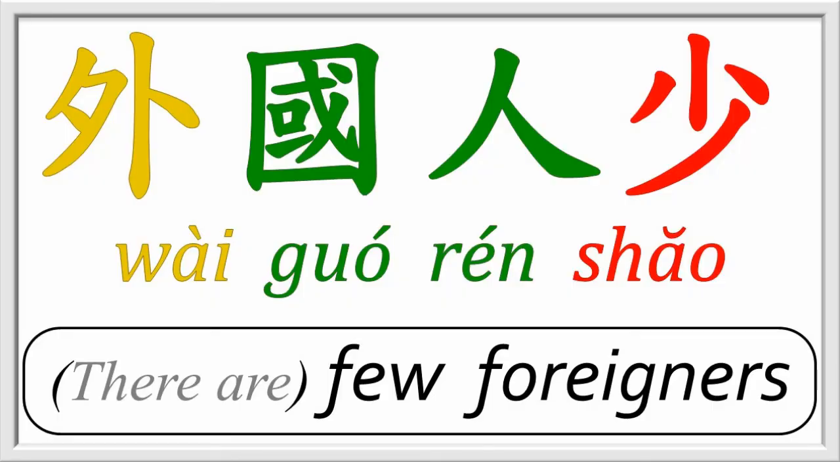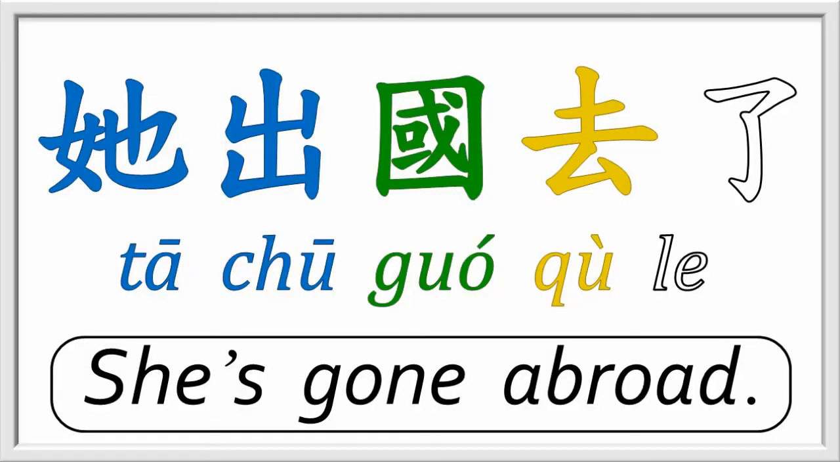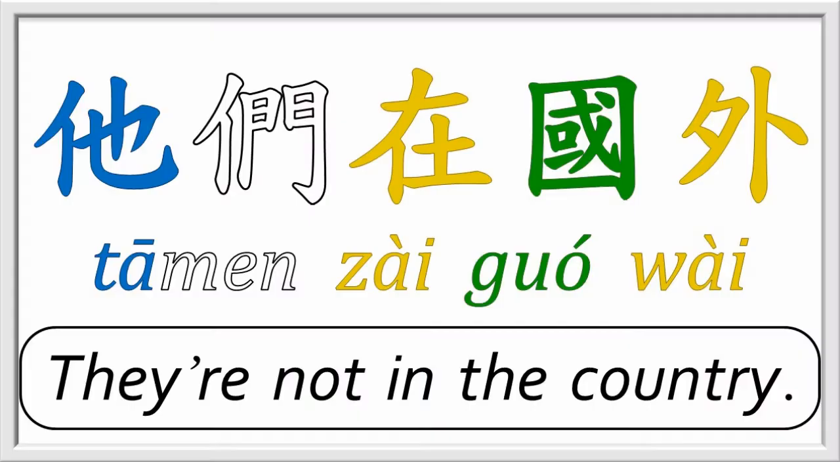So an easy sentence would be 外国人少. There aren't many foreigners. If we want to say that a person has gone abroad, we can say 他出国去了. And if someone's already traveling or living abroad, we can say 他们在国外. Notice the word order. 外国 means foreign country, and 国外 simply means abroad, outside the country we're currently in.